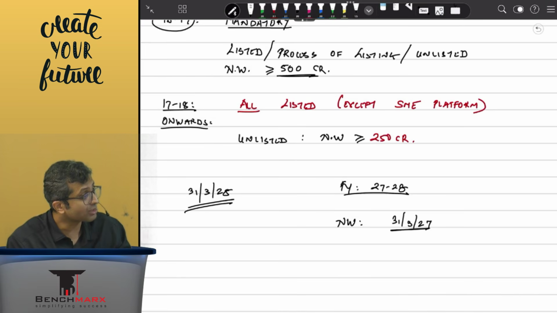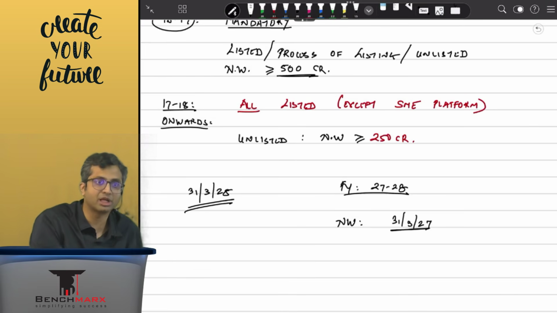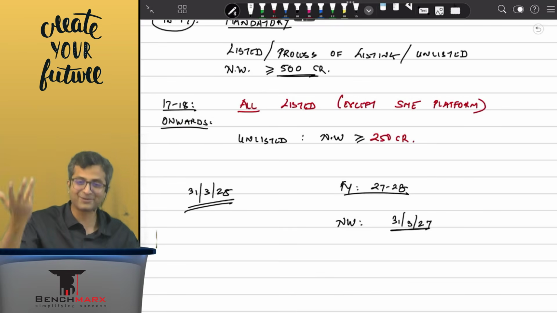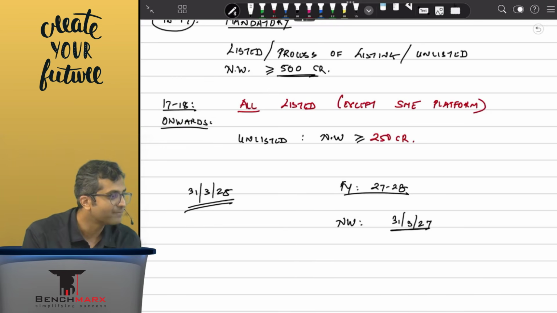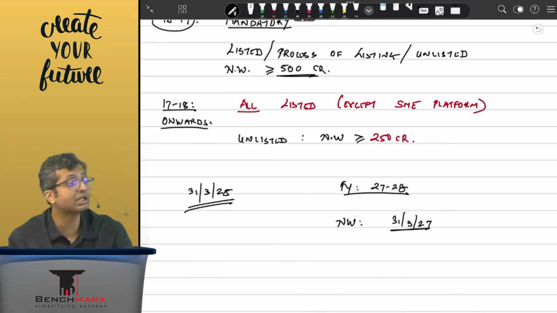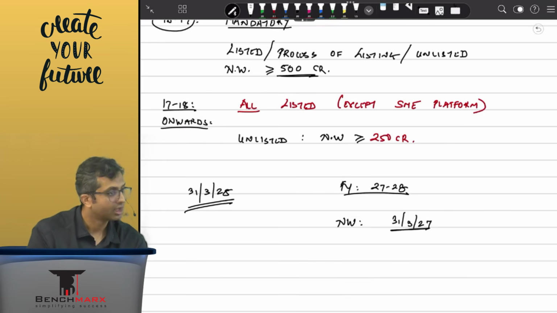If on 31st March 27 my net worth is more than 250 crores, let us say I was a small company and slowly my net worth increases beyond 250 by 31st March 27, in which case I will move to Ind AS in the year 27-28. Are we clear with this?